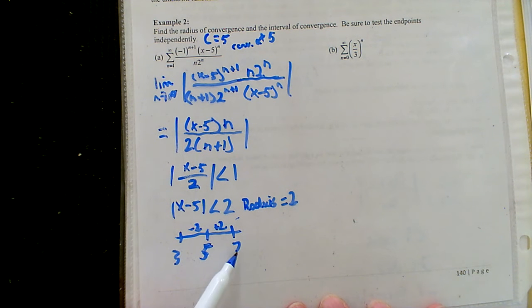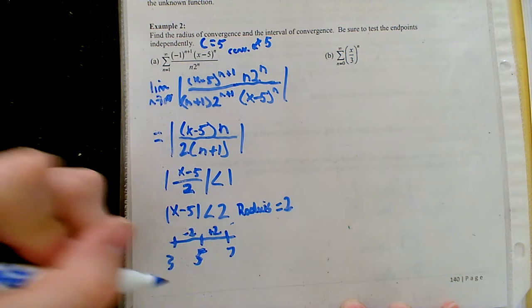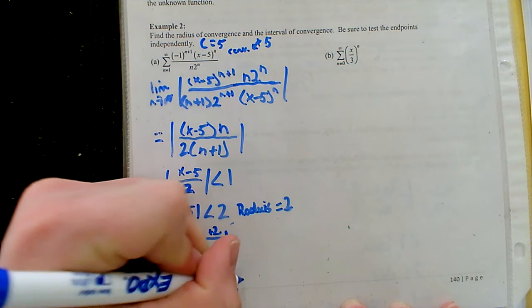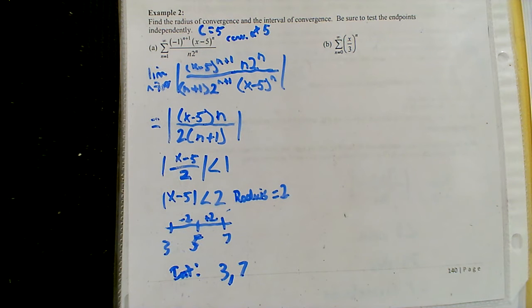If I plug in 7 minus 5, we have that less than 2, so that's right on the interval. And 3 minus 5, less than 2. So this creates our interval. We know that we have 3 and 7 because we're plus or minus 2 there. So we know our interval is 3, 7, but we don't know yet if it's parentheses or brackets. That's what we have to determine.